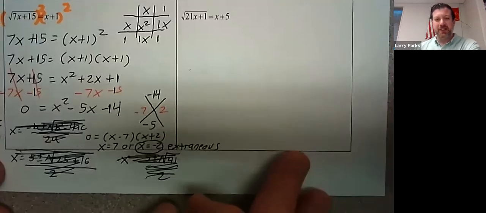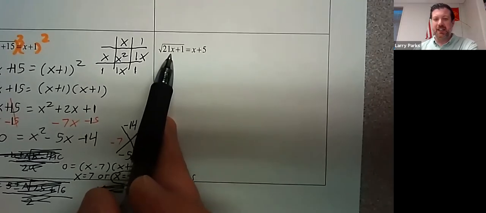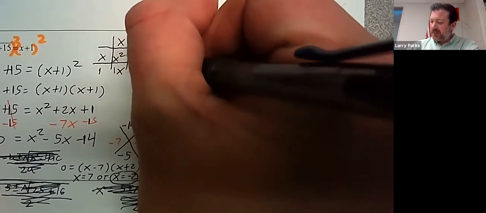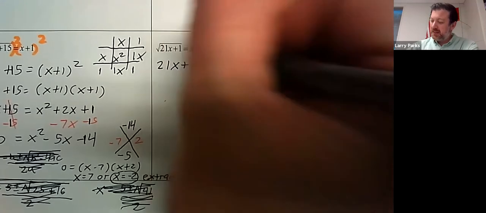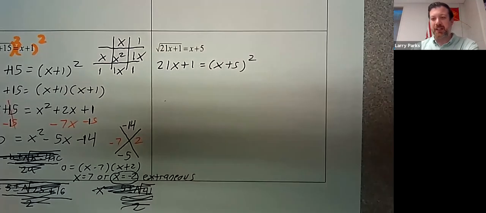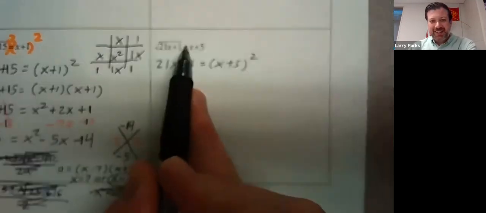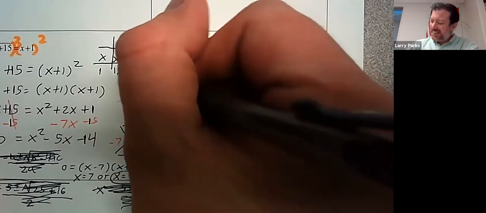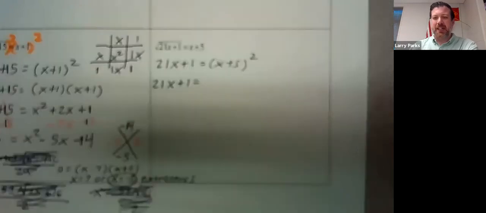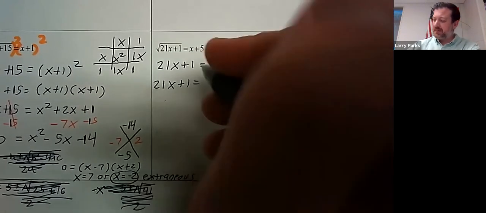Yeah, I normally don't do this, but I feel like we just need to finish this one. I'll do it really fast. Square both sides, and I'll copy it down correctly. You get 21x plus 1 equals x plus 5 squared. And I am going to kind of skip some steps for time. I copied it down correctly. Yes. Okay. 21x plus 1. And if you take x plus 5 times x plus 5, you get x squared plus 10x plus 25.